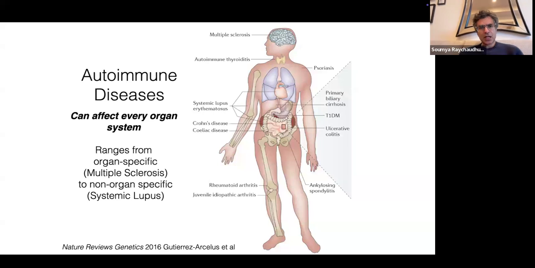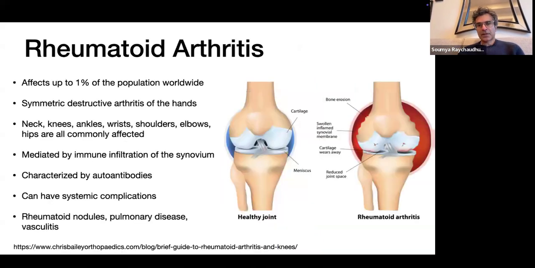As a lab, we focus a lot on autoimmune diseases. That's a major component of what we do. These are diseases where the immune system attacks different organs. Some of these diseases can be very organ specific. Multiple sclerosis, for example, is a disease where the immune system attacks the brain. The particular condition that we spend most of our time thinking about in our group is rheumatoid arthritis. It's a disease where the immune system attacks a very specific tissue in the joint called the synovium.